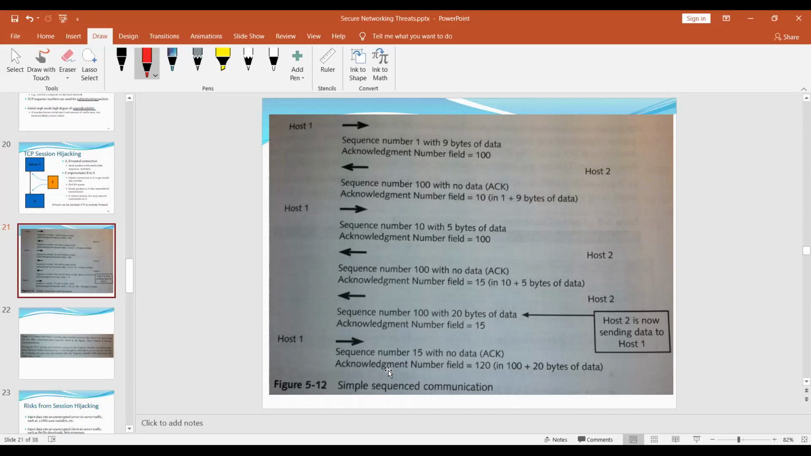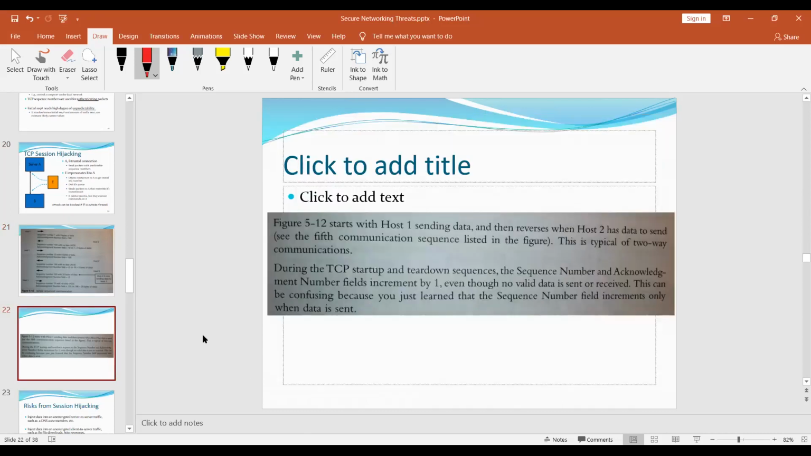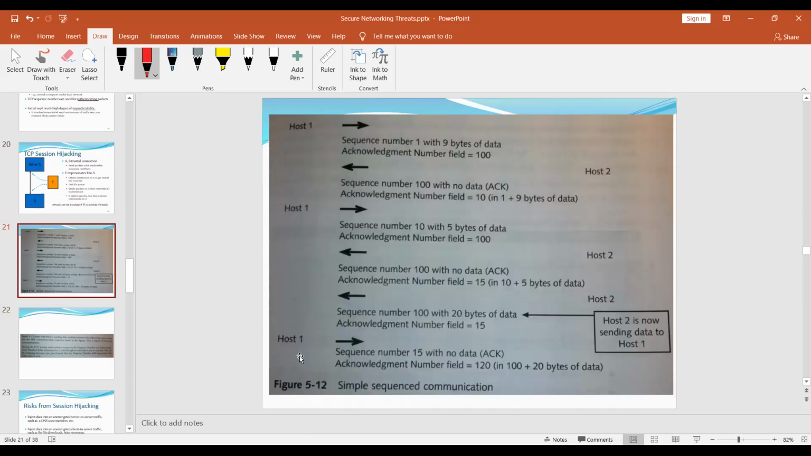Then in the next lecture we will pick up on TCP session hijacking, but not as homework, just as an exercise for yourself. Read through this and try to get a sense. You don't have to memorize it, just get a feel for it.